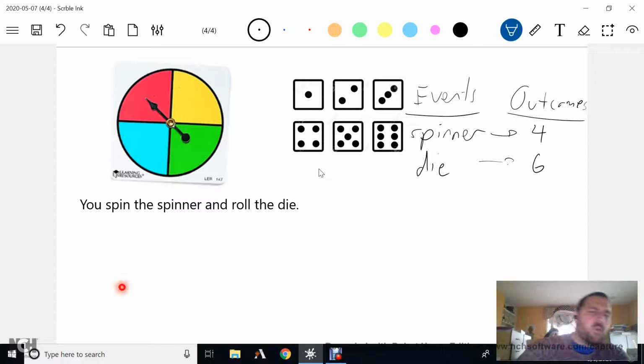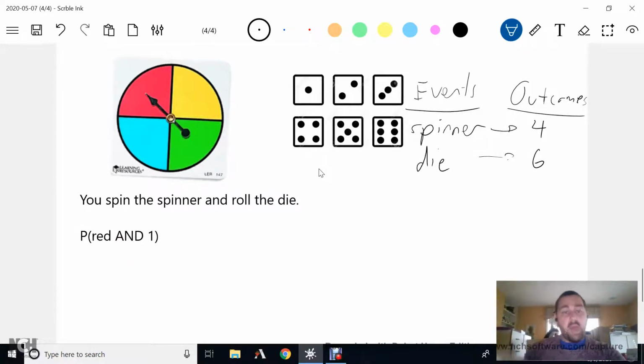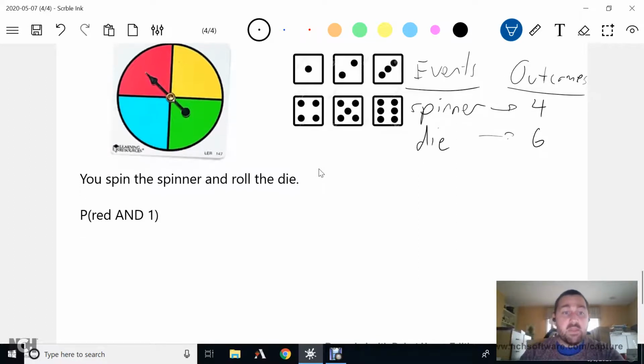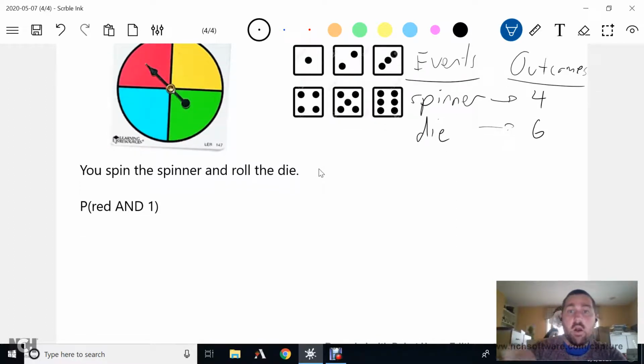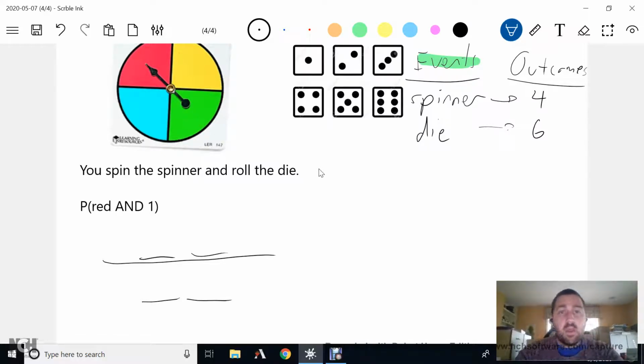So if we want to find the probability of getting red on the spinner and a 1 on the die, we can do the exact same thing we just did, right? So we're going to take our 2 events and we're going to make 2 blanks. We're going to make them in the bottom part, the denominator, and in the top part, okay? Now, our total number of outcomes for the spinner is 4. And how many ways can you get red on the spinner? Well, the spinner has 4 equal sections, and one of them is red, so that would be 1.